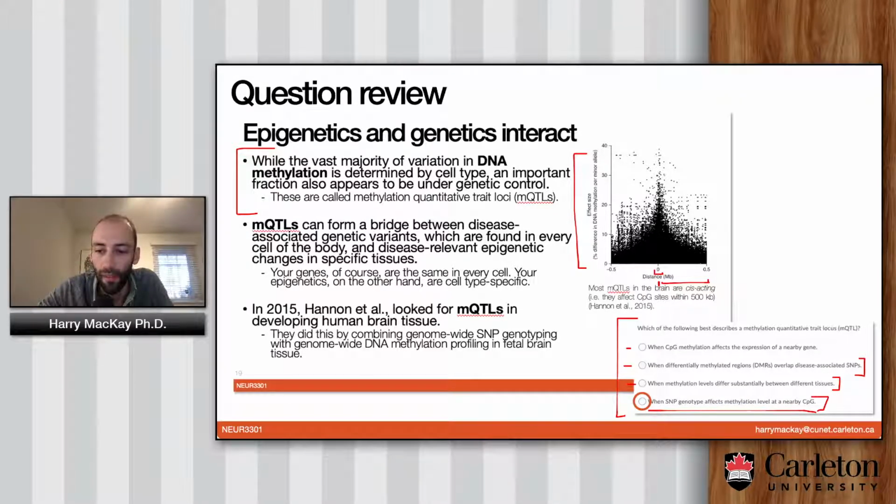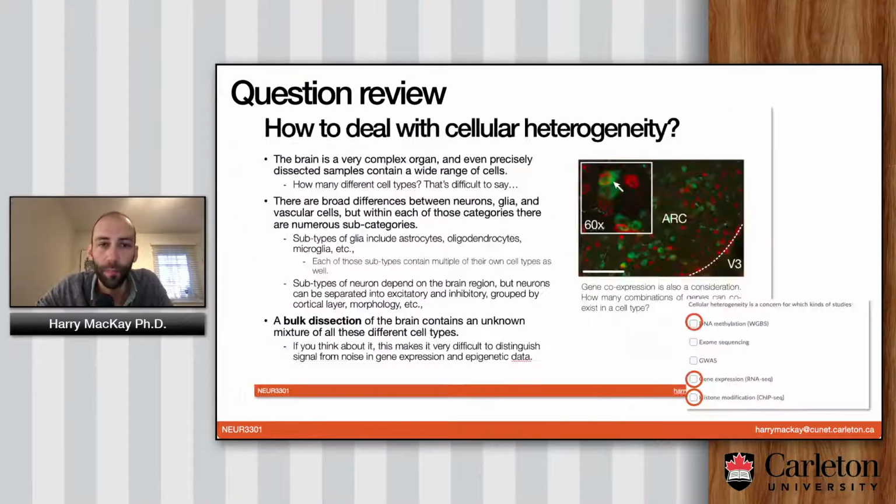And then finally, when CpG methylation affects the expression of a nearby gene, that is also not an MQTL, because the M in MQTL means methylation, so what's being changed is methylation levels, not gene expression. EQTLs are when a genetic variant affects the expression of a nearby gene, but that's also not really what's being talked about here. So that's something to know.